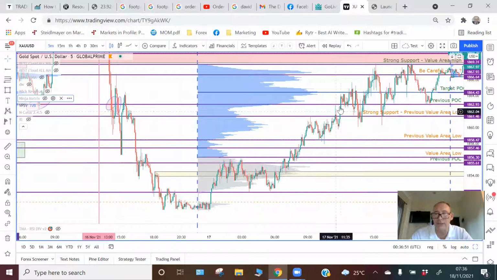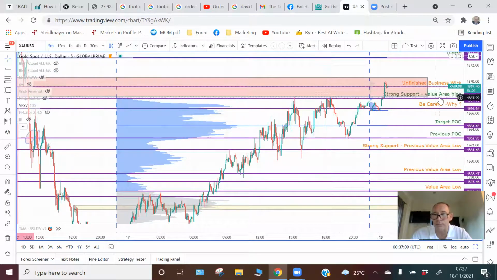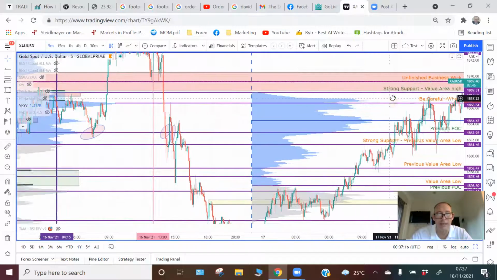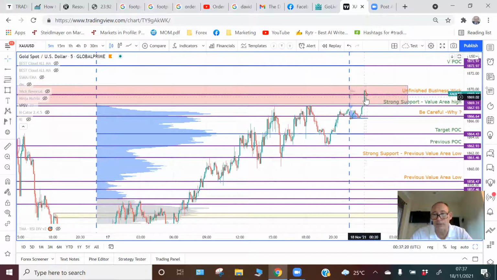Then what happened as it continued: the point of control up here, we'll look at later what that is. And then we had what I call the other double distribution area here. It also danced around this area I've called strong support, value area high. Look at it, it hit it many, many times. Up here, this is actually moving on to today, we've got something I call unfinished business. It just went through there and it may come down.